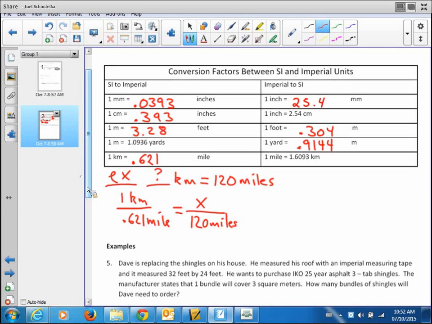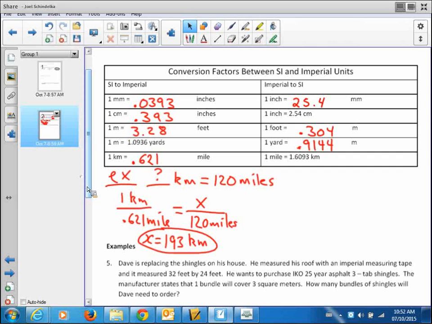Now I'm going to just do the old cross multiply, divide by the low. 120 times 1 divided by 0.621. You've got 193. I'm going to just round 193, cut off the decimal, kilometers. That's equal to 120 miles.